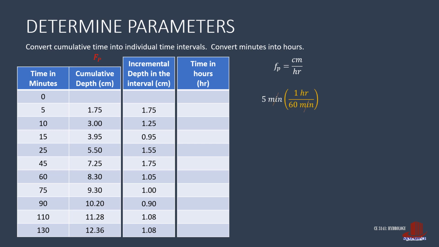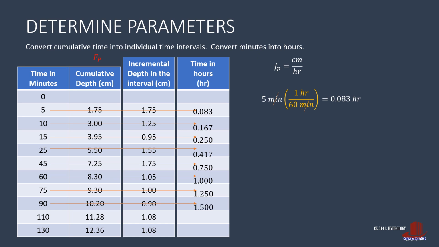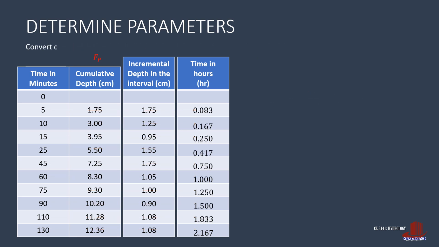5 minutes multiplied by the conversion of 1 hour is to 60 minutes is 0.083. 10 minutes is 0.167. 15 minutes is 0.25. 25 as 0.417 hours. 45 minutes as 0.75 of an hour. 60 minutes is 1 hour. 75 minutes is 1.25. 90 minutes as 1.5 hours. 110 minutes as 1.833. Then 130 minutes as 2.167 hours. What we have just completed is the cumulative time in hours.